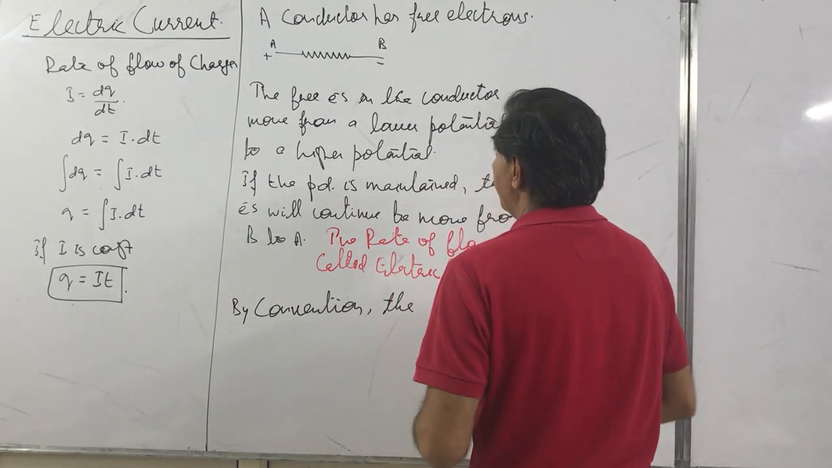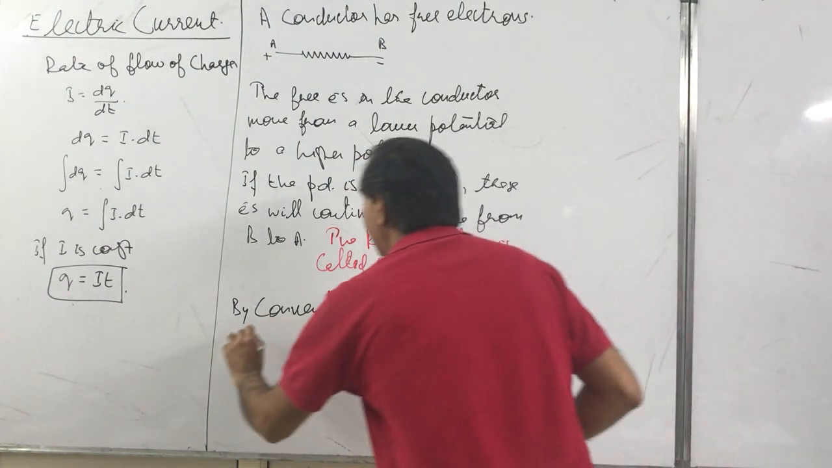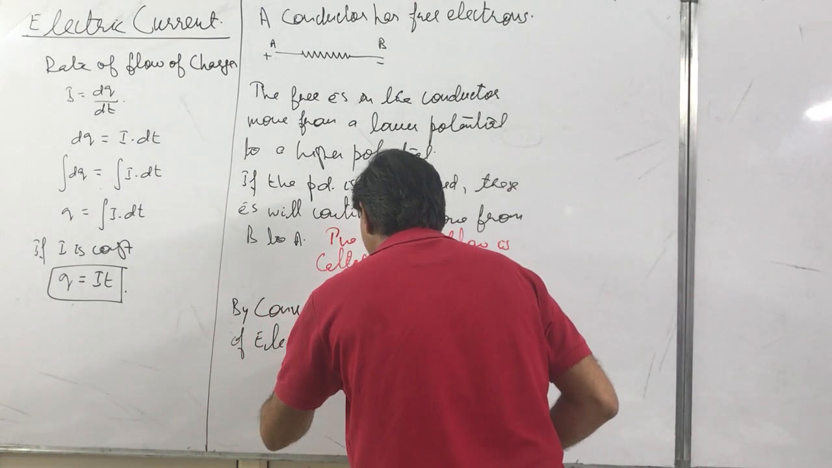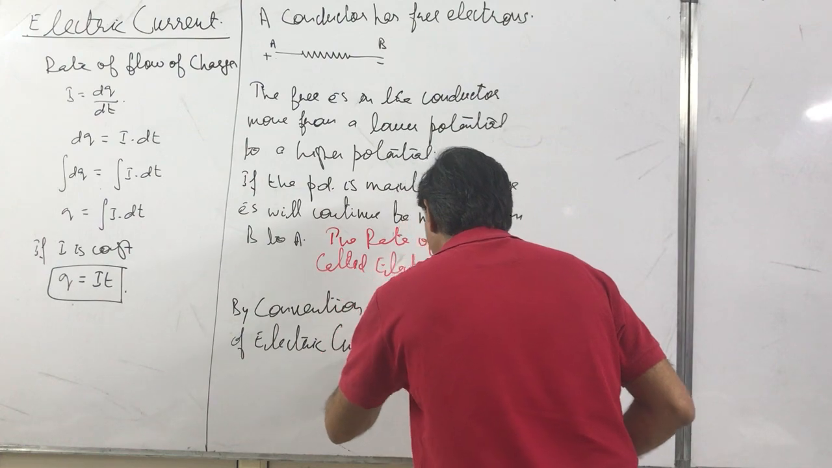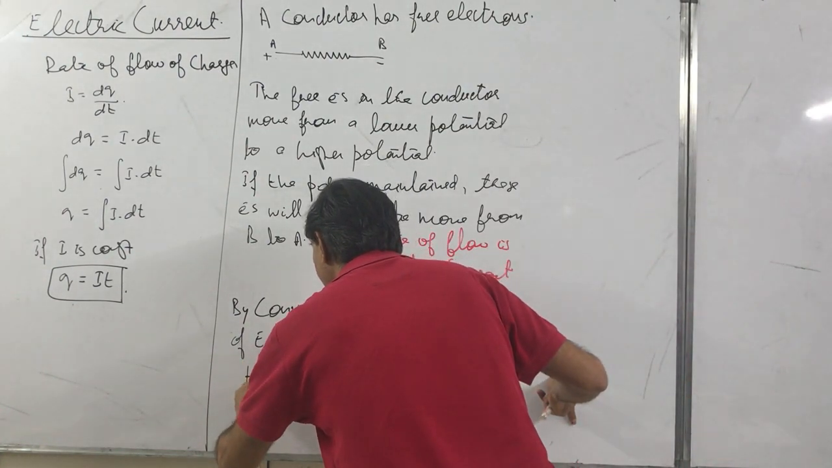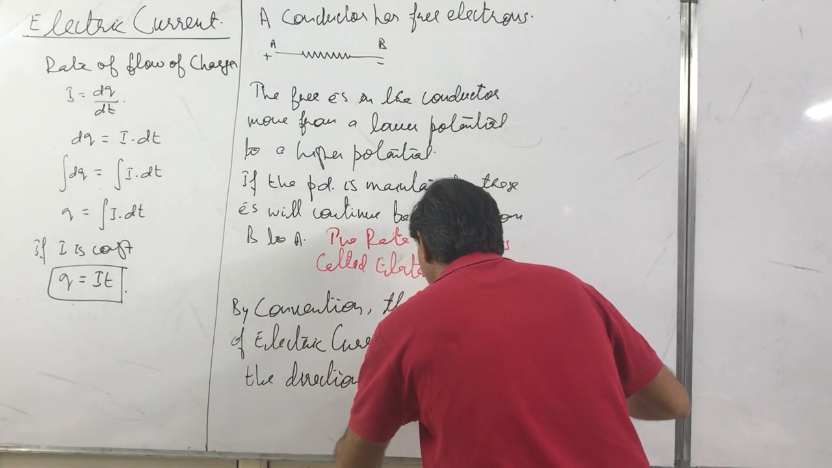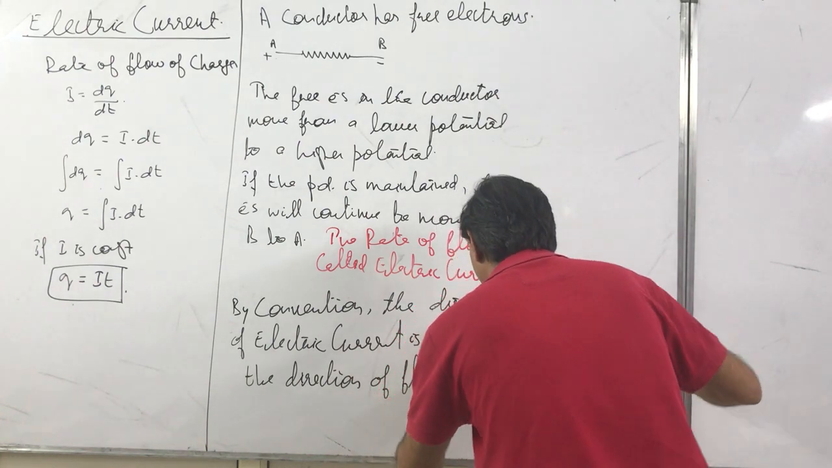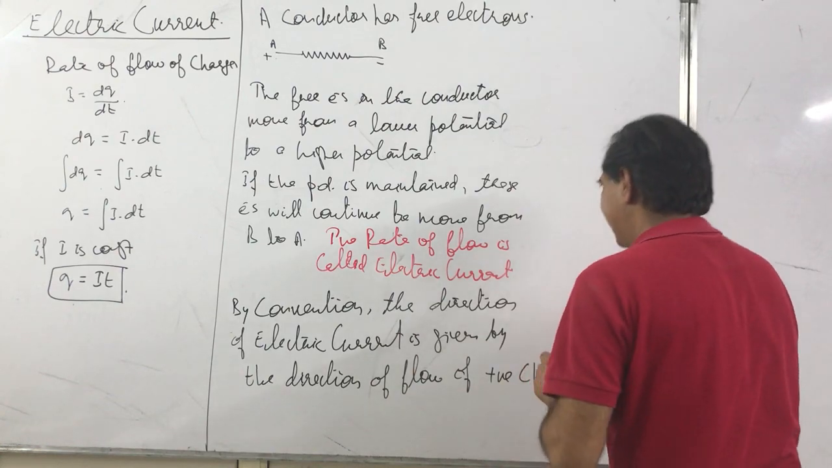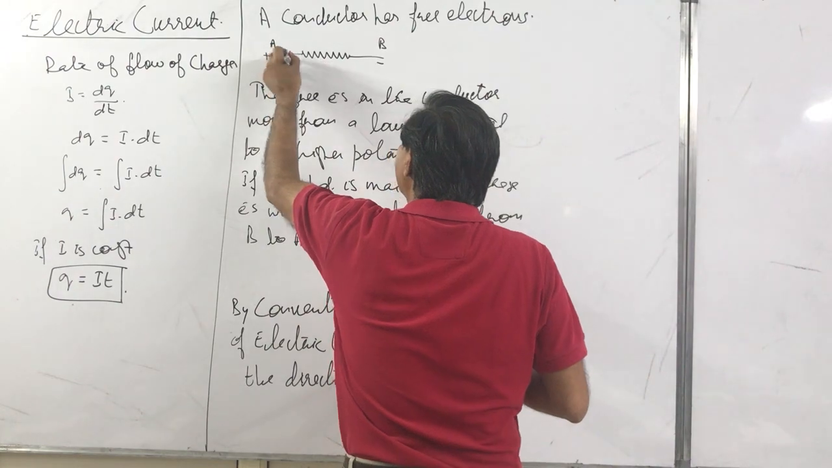By convention, the direction of electric current is given by the direction of flow of positive charge.